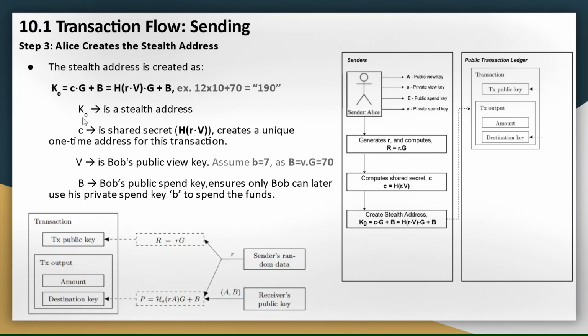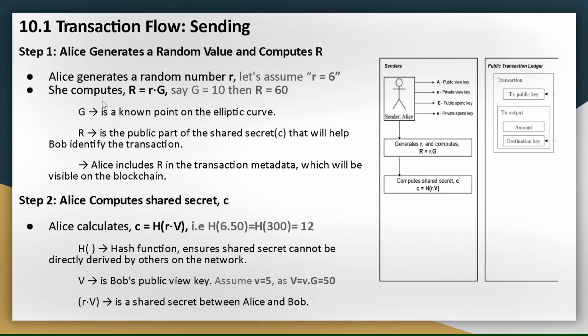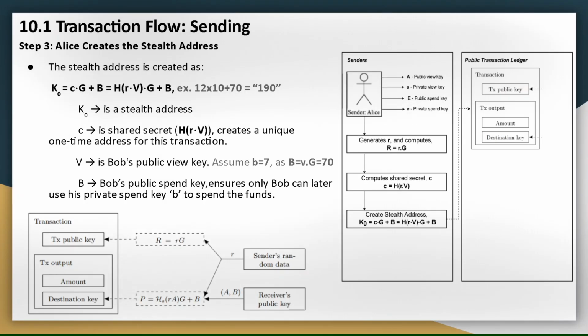After calculating this, let's say we get the value as 190. This is the one-time Bob address. Now what elements did we use to create this address? We have the shared secret key C, wherein we have used Bob's public view key with Alice's random small r, and in addition to it we add the public spend key. So after calculating, we get the stealth address as, let's say, 190.